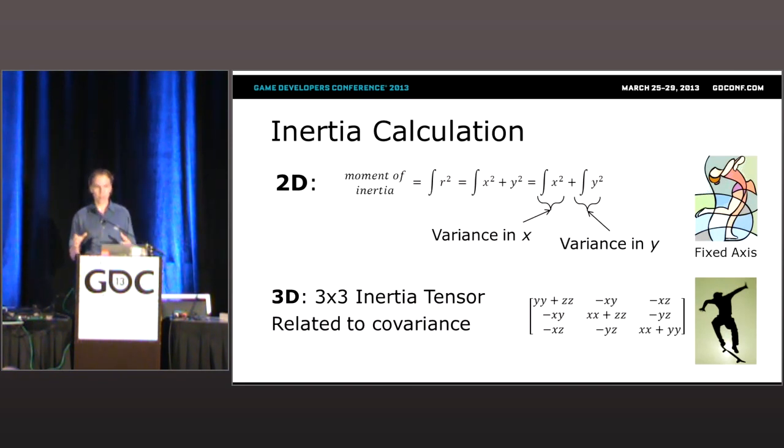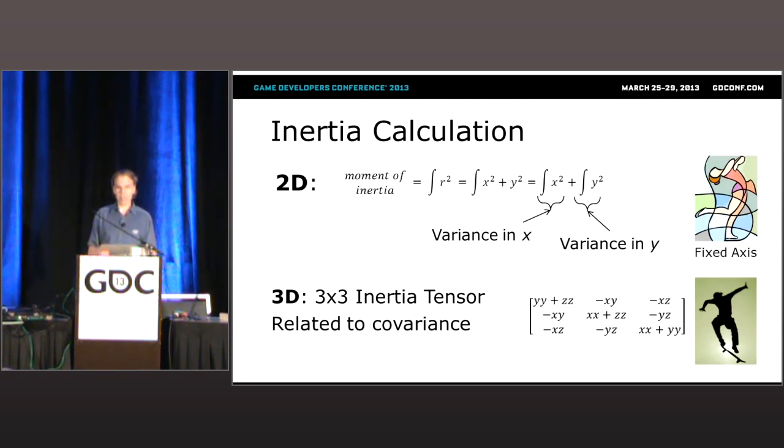Hopefully everyone's familiar with the moment of inertia in 2D. You have this idea that if you've got something spinning, orbiting around a fixed axis, then for stuff that's further away from that axis, it takes a little bit more energy to get it up to speed. So I've rewritten this moment of inertia calculation in a couple ways here, so you can understand it as sort of the variance along x plus the variance along y, giving you the moment of something spinning around z. Because when we step up to 3 dimensions, it's not a scalar anymore.